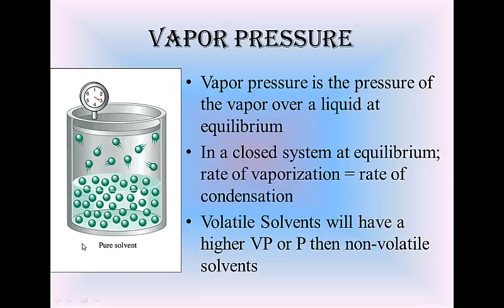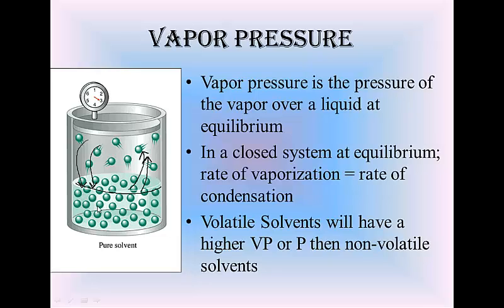Top particles right at the edge of the liquid phase here. Liquid particles escape, bounce around a little bit, fall right back into the liquid phase. Liquid particles escape, bounce around a little bit, fall right back in. So you get a cycle going from liquid to gas, gas to liquid, to gas, gas to liquid.